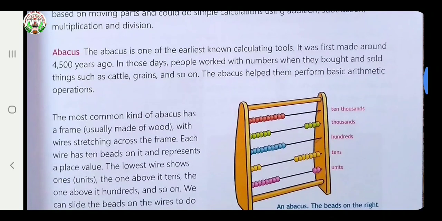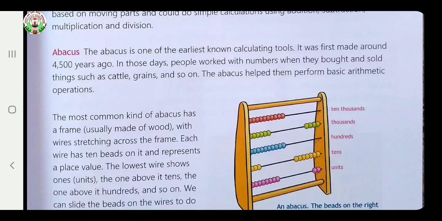Now, abacus. The abacus is one of the earliest known calculating tools. It was made around 4500 years ago. In those days, people worked with numbers when they bought and sold things such as cattle, grains and so on. The abacus helped them perform basic arithmetic operations.